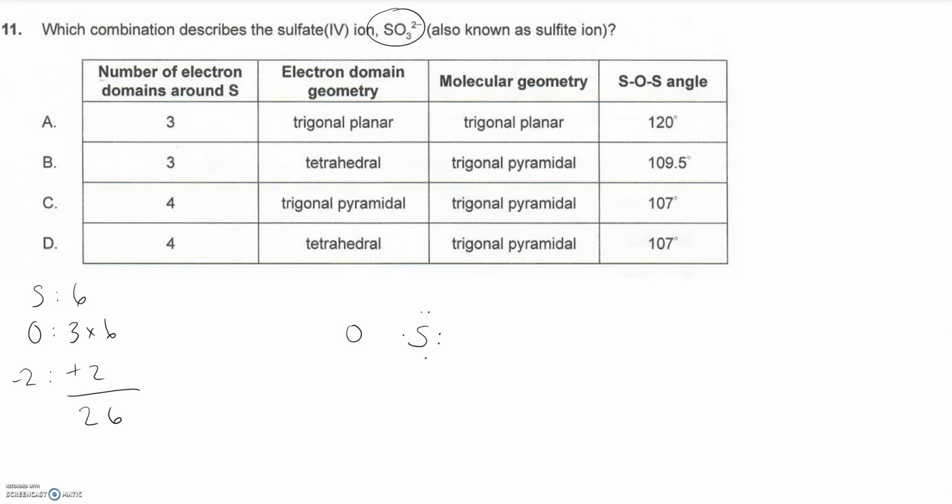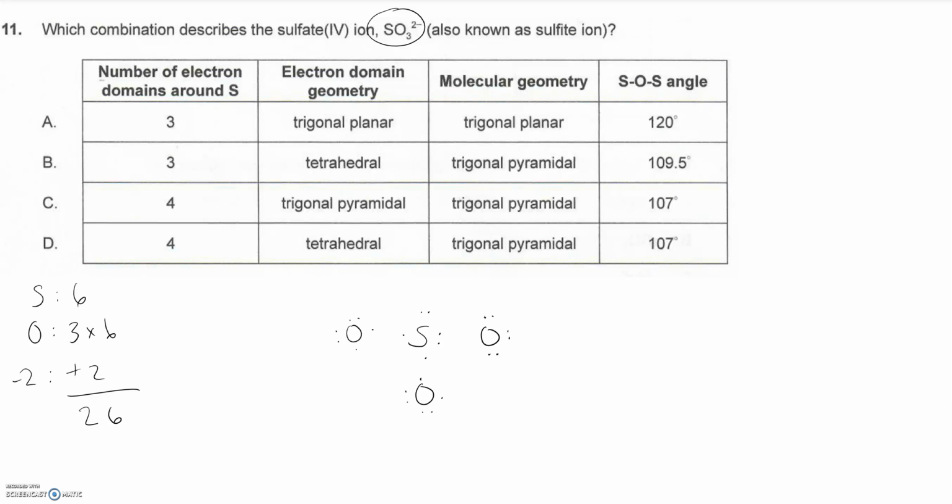And then we've got an oxygen here. 1, 2, 3, 4, 5, 6. Oxygen, 1, 2, 3, 4, 5, 6. And then, oops, let's move that one around. And then O, 1, 2, 3, 4, 5, 6.